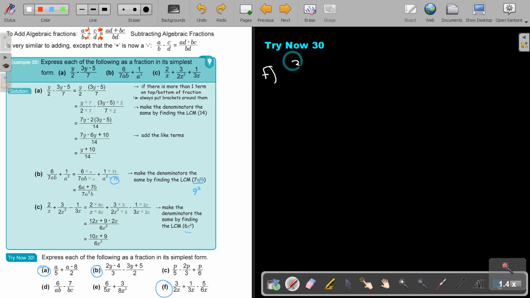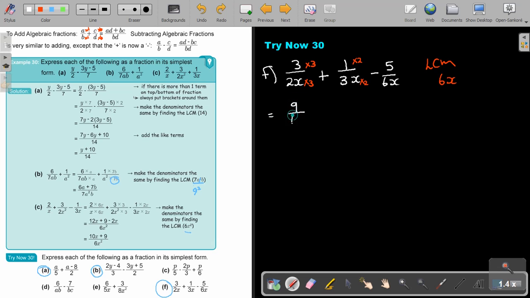And this will be 3 over 2x plus 1 over 3x minus 5 over 6x. And again, what will be my LCM? It will just be 6x. So I'm going to multiply: 6x divided by 2x, 3. 6x divided by 3x, multiply 2. 6x divided by 6x, just multiply 1. So what do I get?